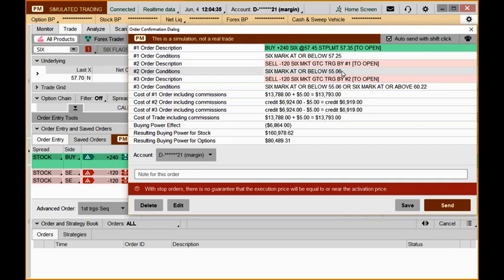That's all it is. My third order, which will all trigger if I get filled on the original, sell 120 shares of 6 at market, if it either drops below 55.06 or it's above 60.22. And then it goes on to tell me how much it's going to cost me, whether it's margin or not. And so this trade is ready to go. All I have to do is come over here and click send, and it's gone.